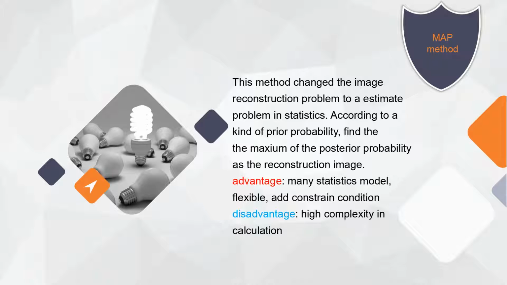The last method is the MAP, maximum a posteriori probability method. This method changes the image reconstruction problem to an estimation problem in statistics. According to a kind of prior probability, find the maximum of the posterior probability as the reconstructed image. The advantage is basically the same as the regularization method. Flexible, can add constraint conditions, while the disadvantage is still high complexity in calculation.